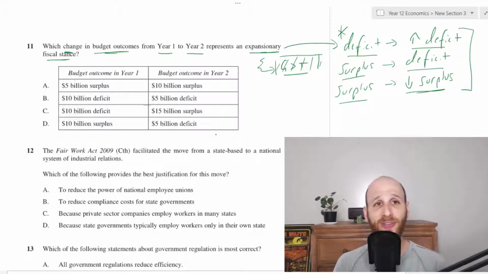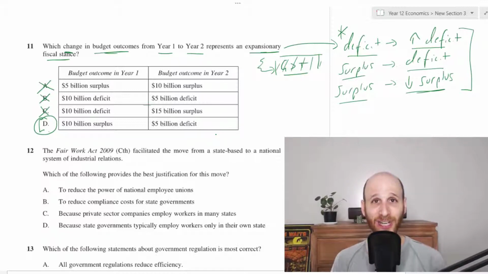So if I go from a surplus to a bigger surplus, no, that is a contractionary stance. If I go from a deficit to a smaller deficit, still not what I'm looking for. If I go from a deficit to a surplus, that is wildly contractionary. If I go from a surplus to a deficit, that is exactly what I want. And Nessa agrees.